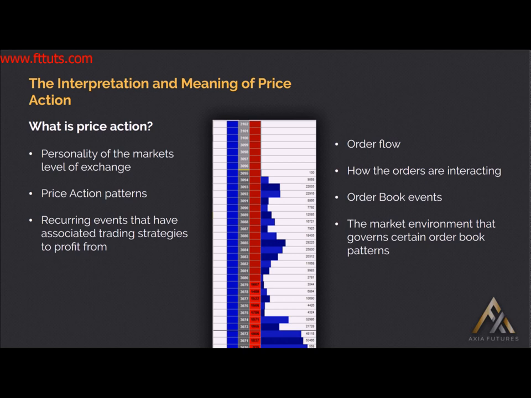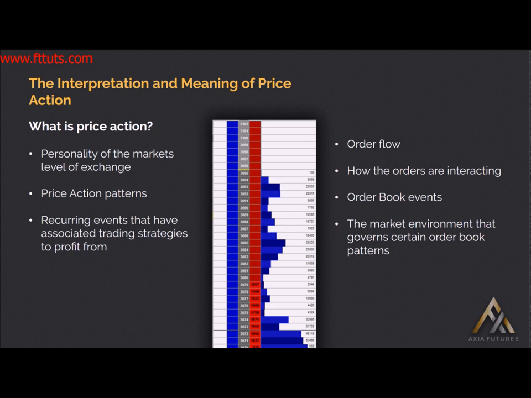Okay, the interpretation and meaning of price action. What is price action? Well, I have a specific definition for it. It's what we use on all of our trading floors across the world, and it's the personality of the market's level of exchange. And to me, that personality is how aggressive, how quickly, the orders are going through the order book. Is it at 20 orders per second, 100 orders per second? It's your eye's ability over time to work out that level of intent, that level of acceleration.